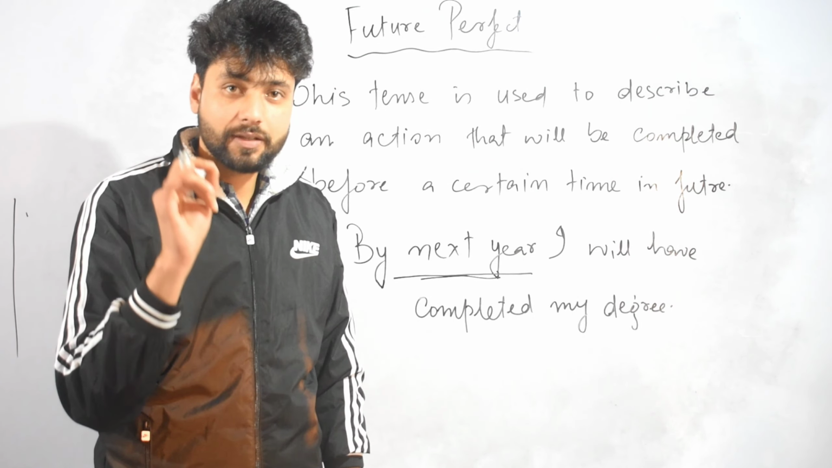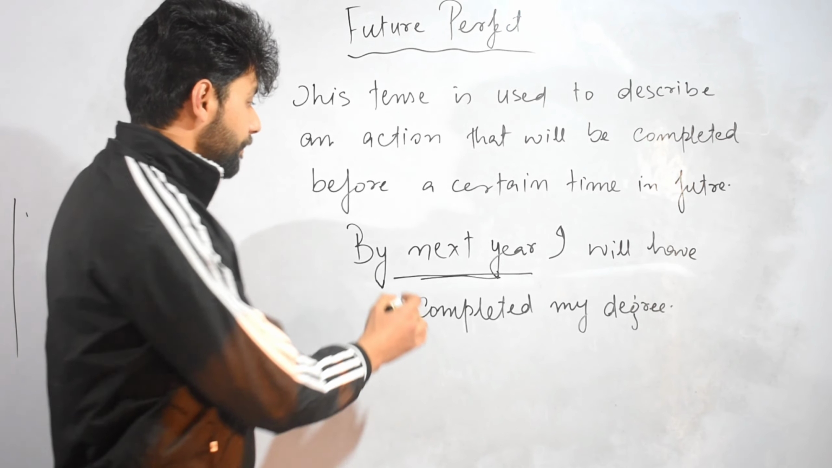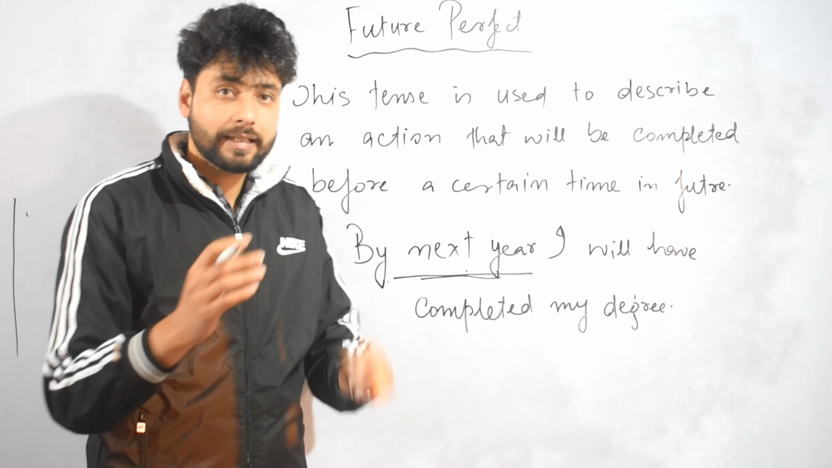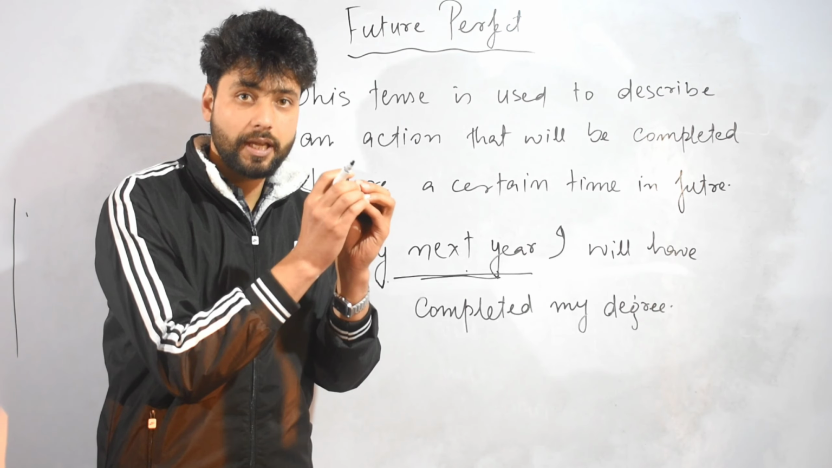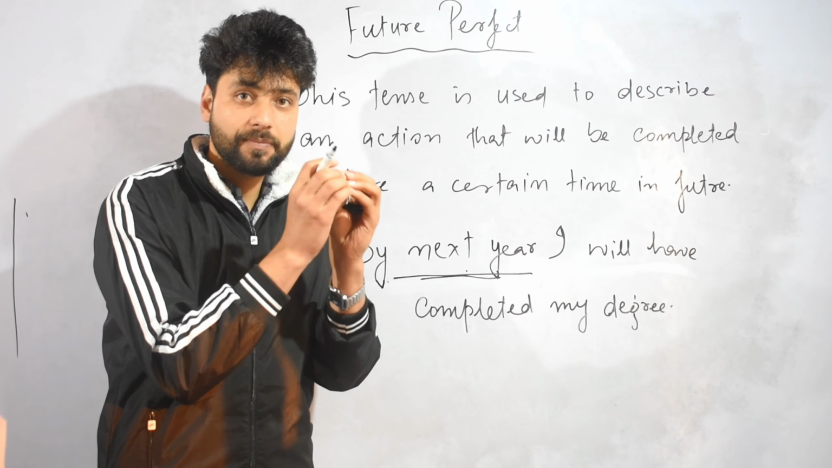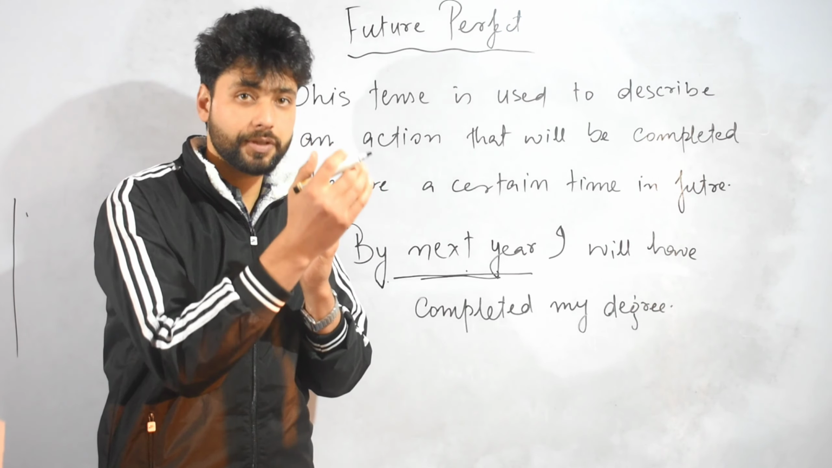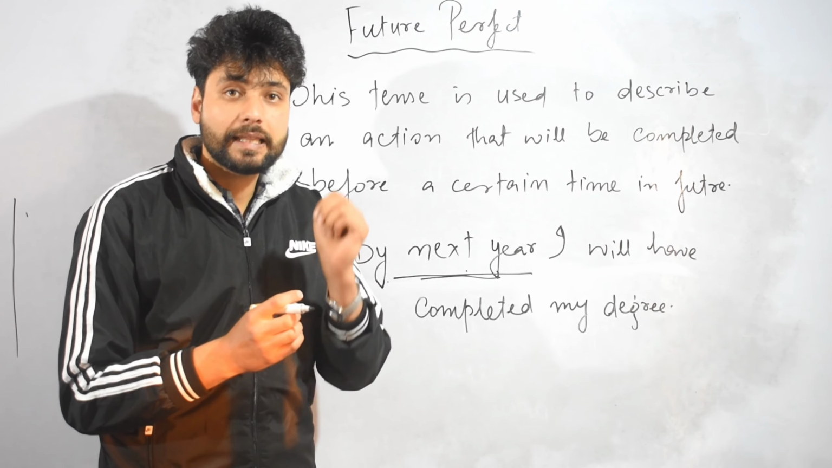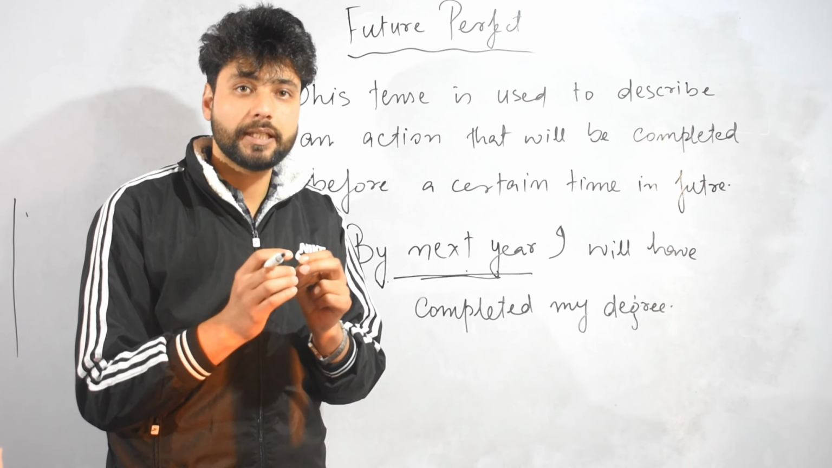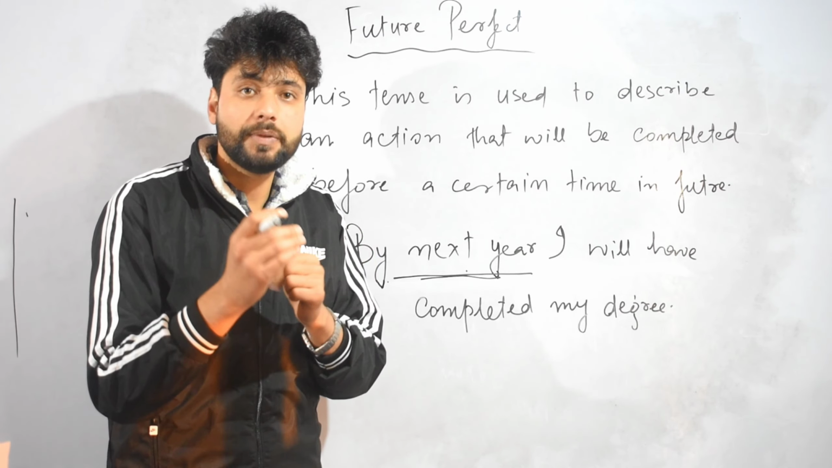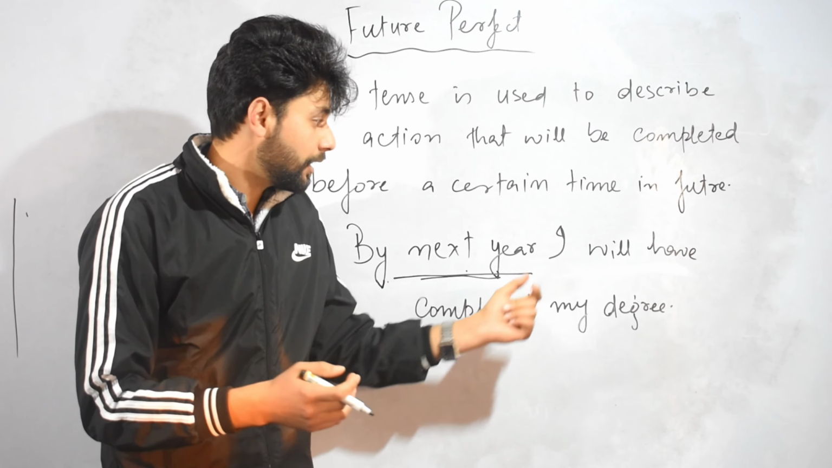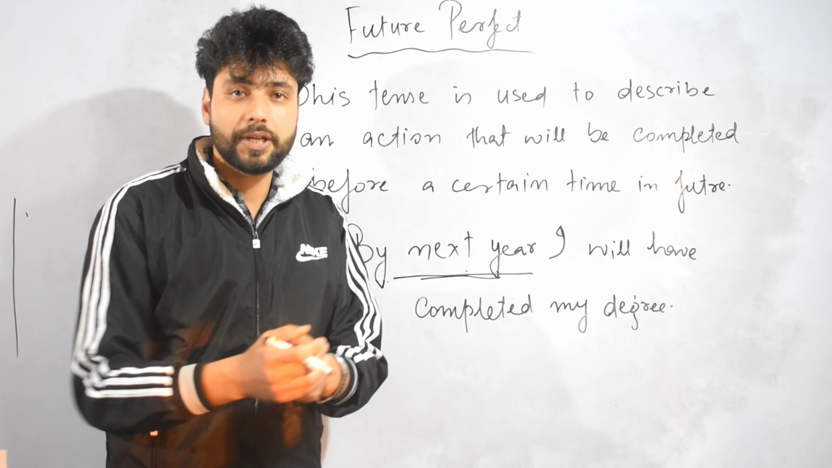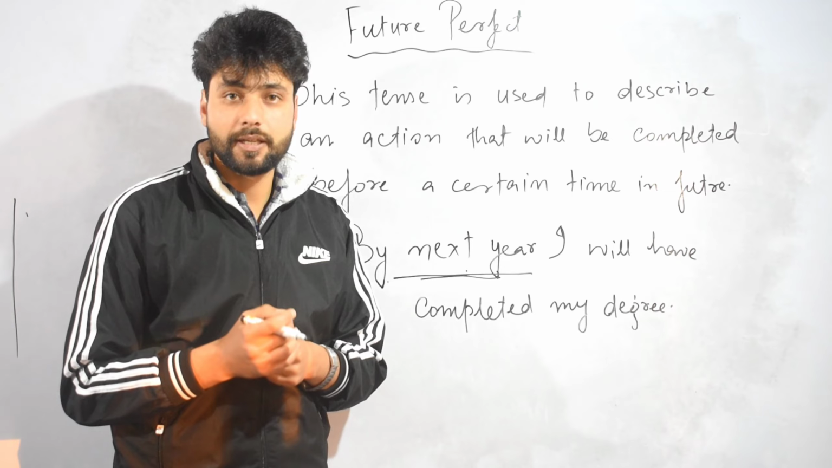I hope this concept is clear. By next year indicates the specific point of time in future. I will have completed indicates the action which will get completed in future, which will be accomplished in future. I will have completed my degree. I will have accomplished my degree by next year.